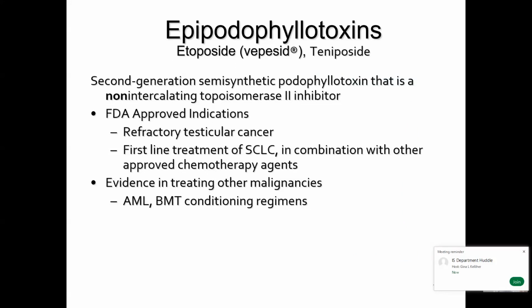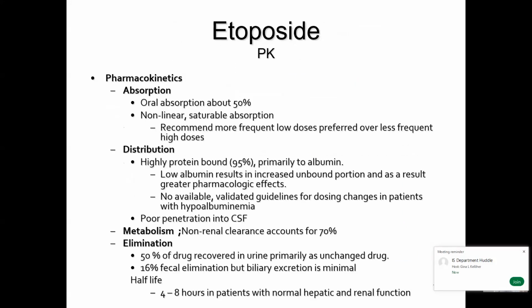You see this for refractory testicular cancer, small cell lung cancer, and as part of BMT conditioning regimens. What's unique about this drug is that it's one of the few cytotoxic drugs that is oral, with about 50% absorption. So in some of the regimens, you can do day 1 intravenously and send them home on days 2 and 3 with the oral regimen. Basically, you just give twice the dose. So you'll give the same dose, you'll just give it twice a day.